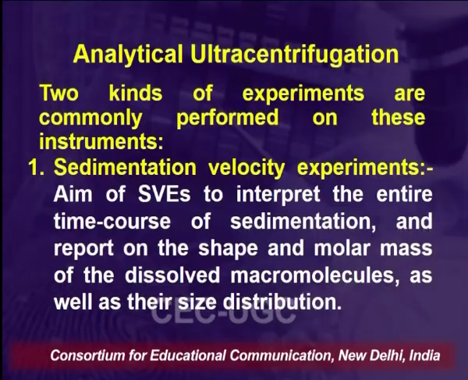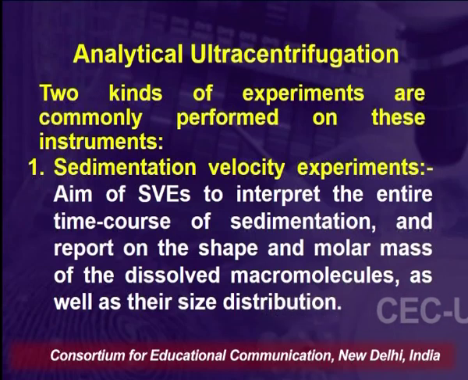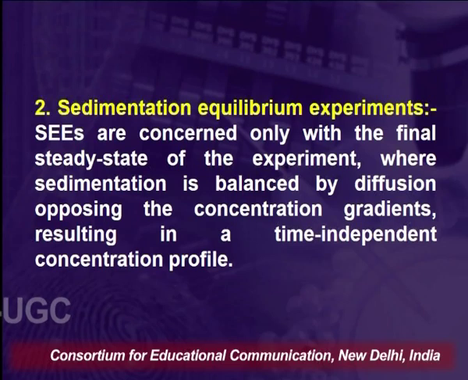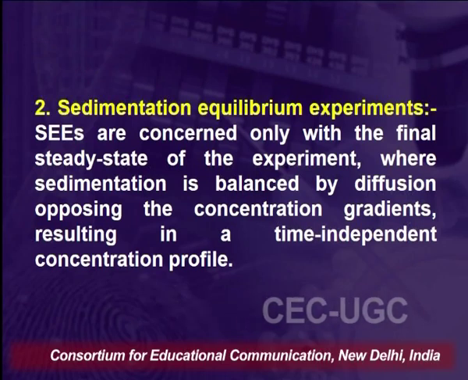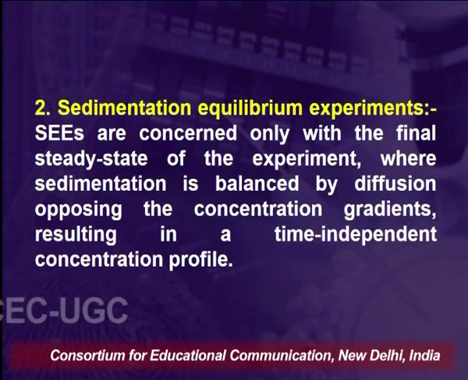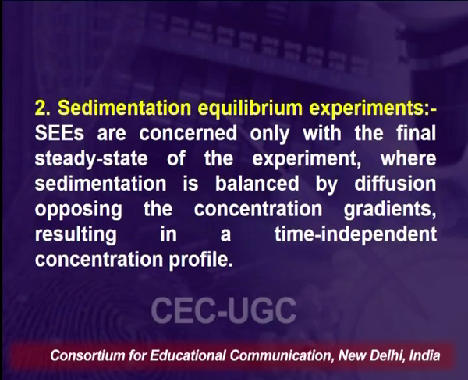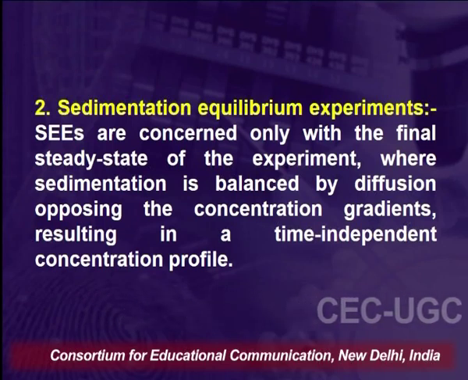In analytical centrifugation, two types of experiments can be performed: sedimentation velocity experiments, which interpret the entire time course of sedimentation and report on the shape and molar mass of the dissolved macromolecules as well as their size distribution. Another type is sedimentation equilibrium experiments. These are concerned only with the final steady state of the experiment, where sedimentation is balanced by diffusion opposing the concentration gradients, resulting in a time independent concentration profile.